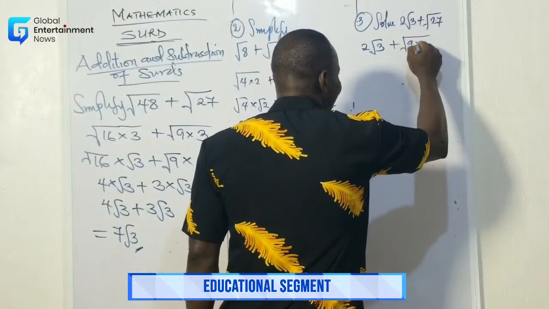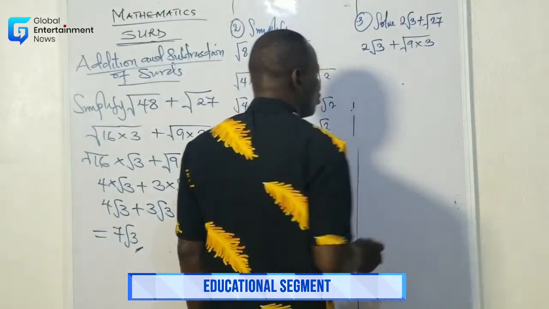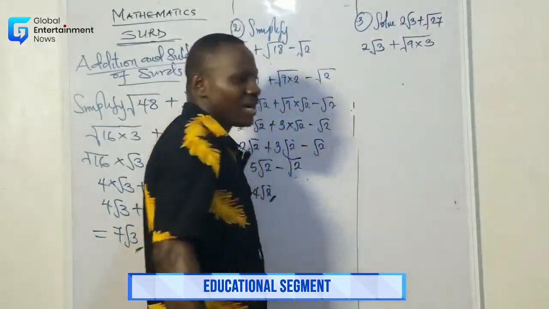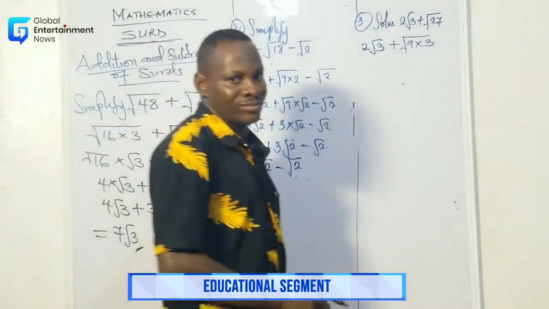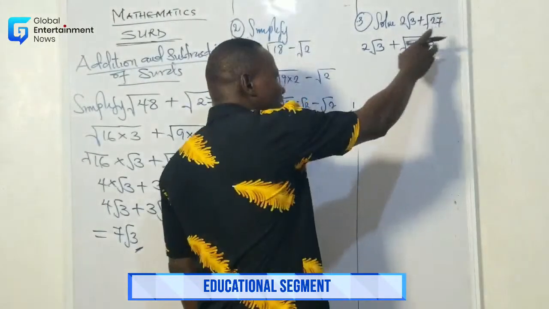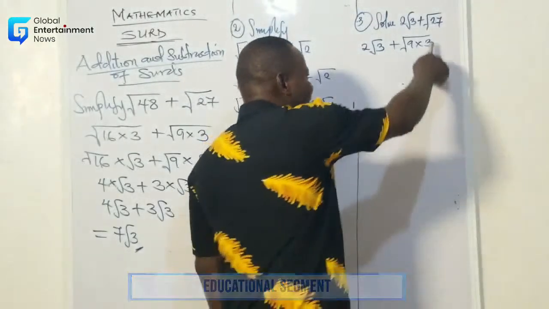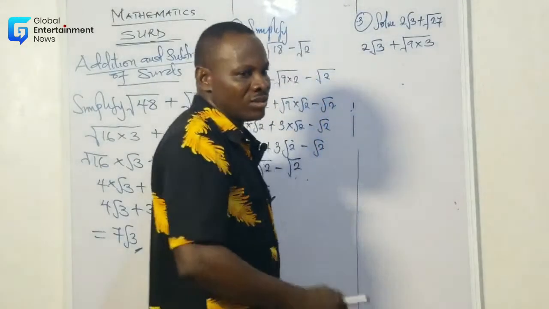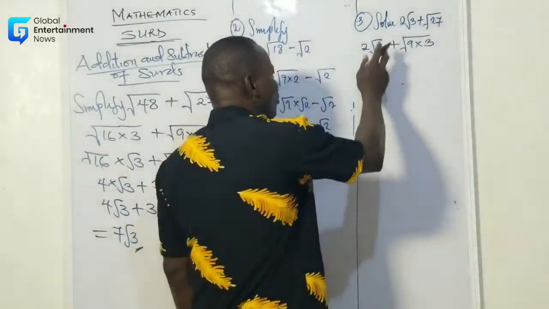That is 9 times 3. Just make sure that your second number cannot be broken again. You get the multiples of 27. 9 times 3 is 27. Just make sure that this last number cannot be broken again.